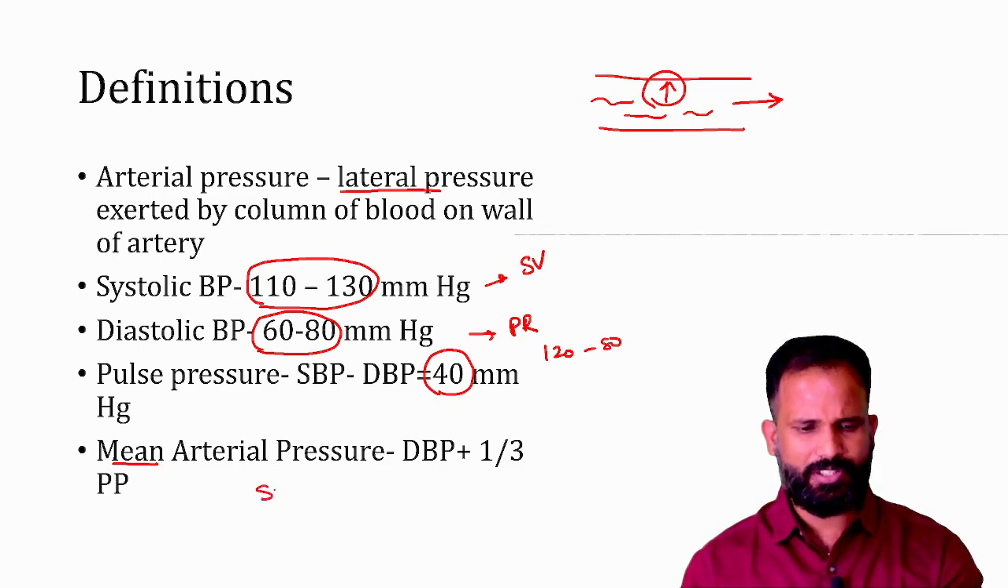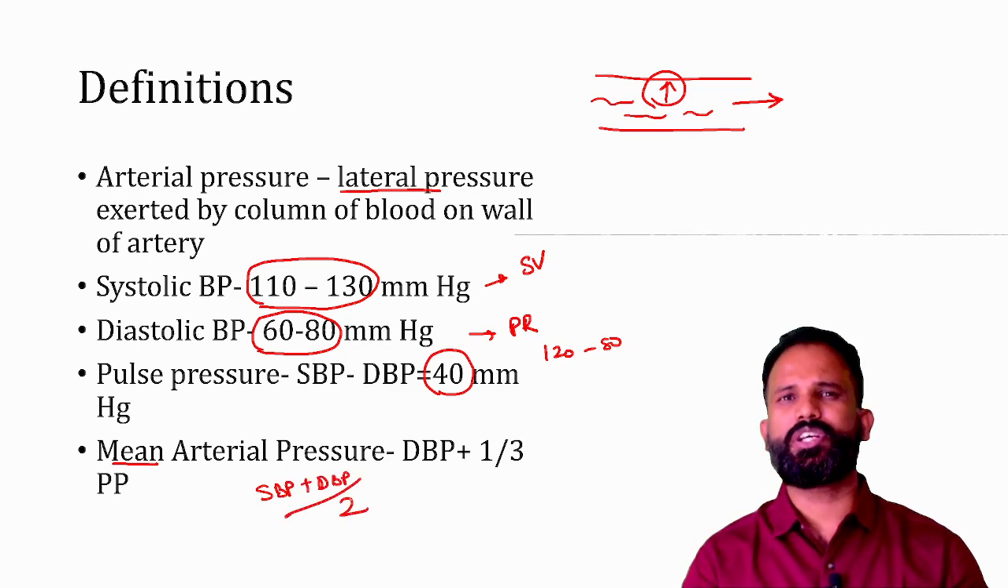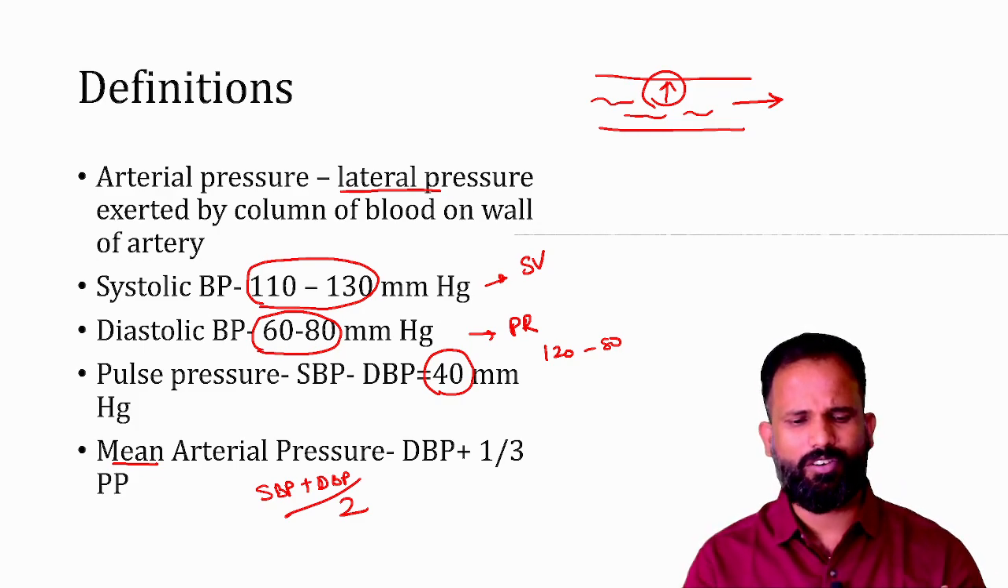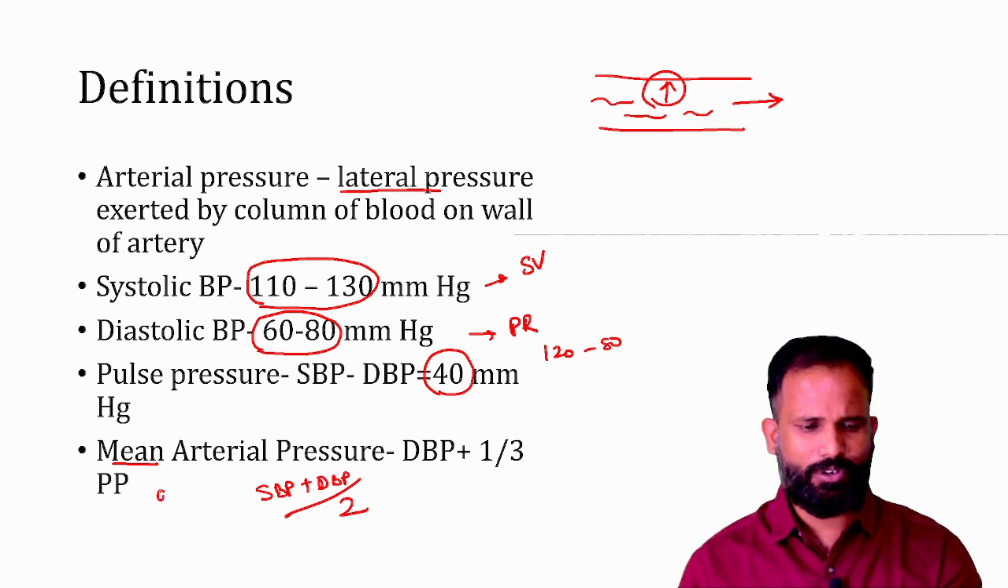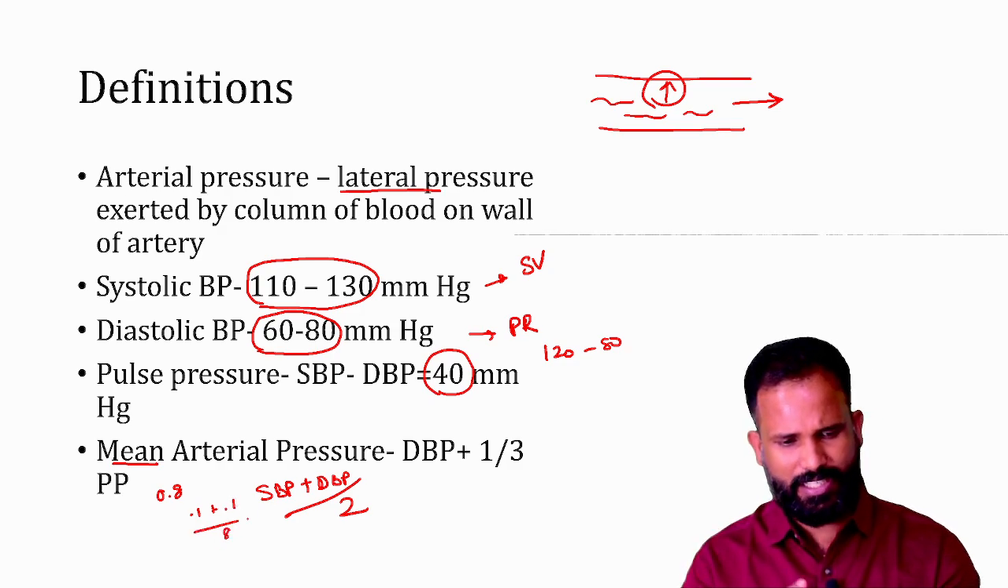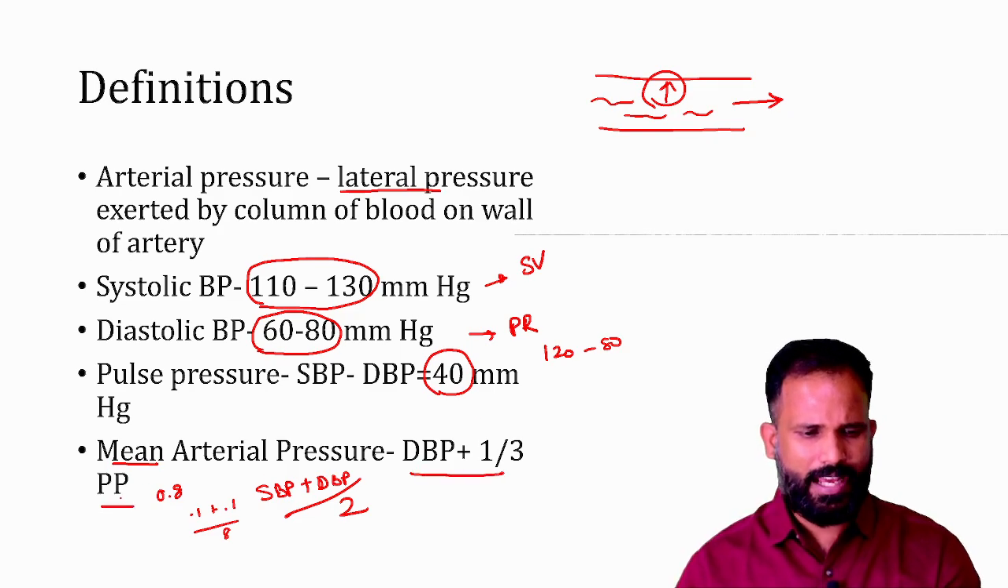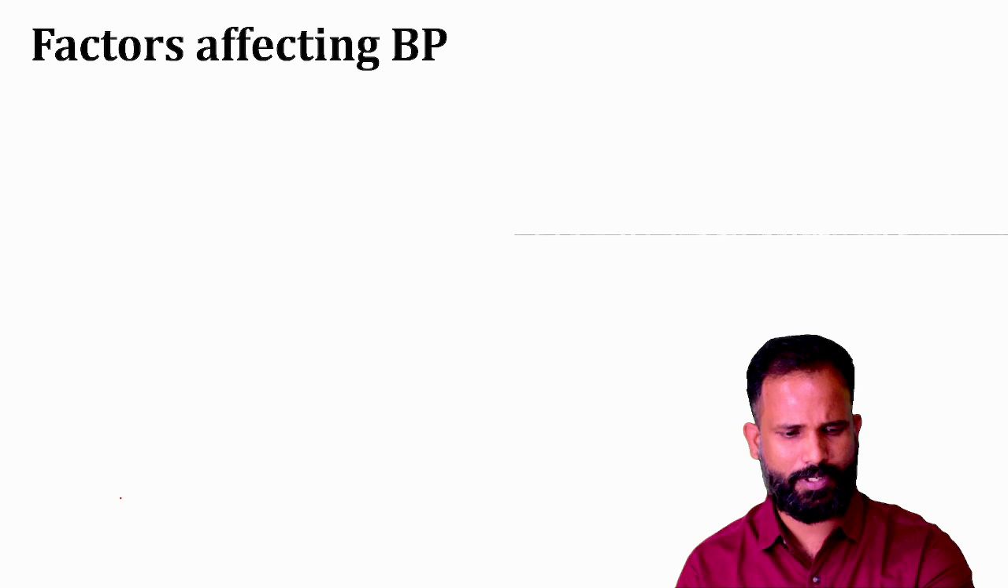And mean arterial pressure: mean means average. So mean arterial pressure is not simply SBP plus DBP divided by 2. Why? Because the durations of systole and diastole are not the same. Systole is around 0.3 seconds and diastole is around 0.5 seconds, so there is a difference in time duration, and we are not taking it like that. Actually, if you take the 0.8 seconds, counted for every 0.1 second and divided by 8, that is the mean arterial pressure. That can be derived with another formula: diastolic blood pressure plus one-third pulse pressure.